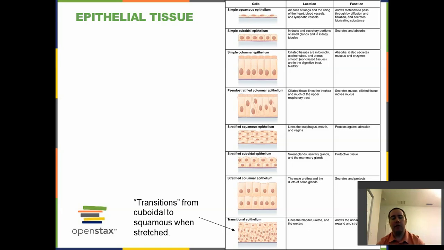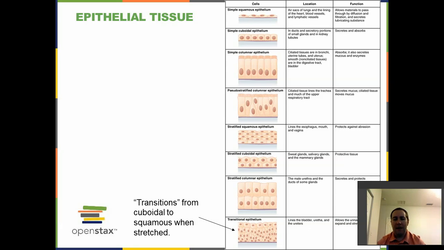Then we get down to the stratified epithelia. Stratified squamous is for protection. And so the question is, how much protection do we need? If we need a lot of protection, like on the outside of our skin, we're going to have keratinized stratified squamous. And if we don't need the keratin, we are going to have non-keratinized, like in the mouth.